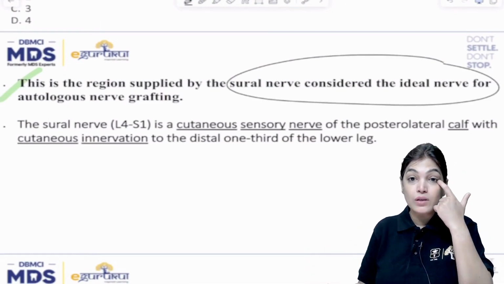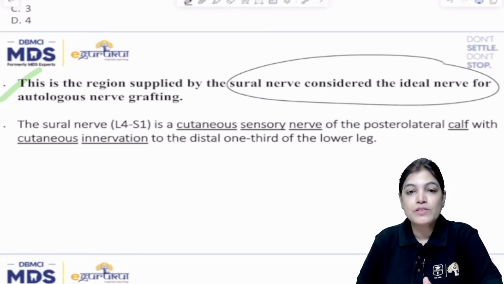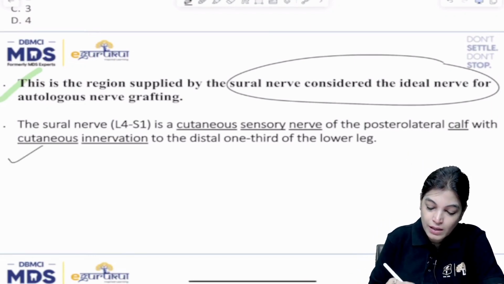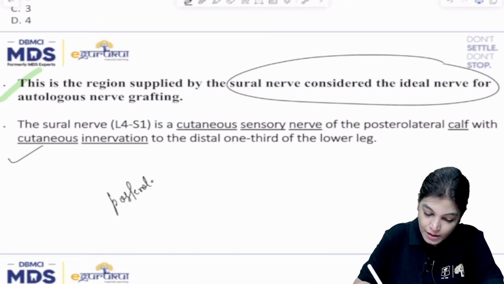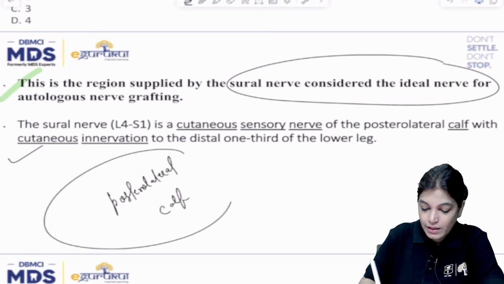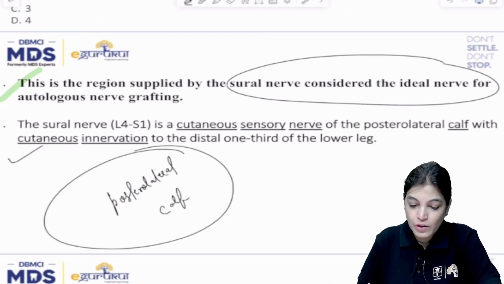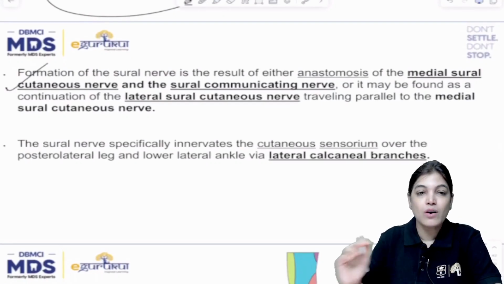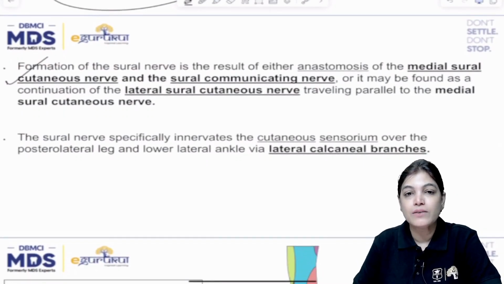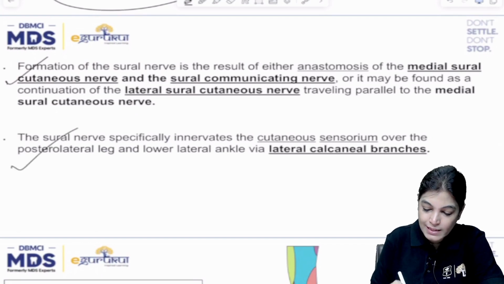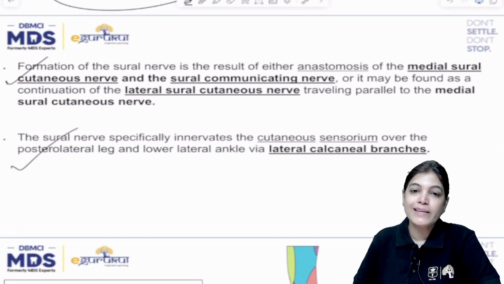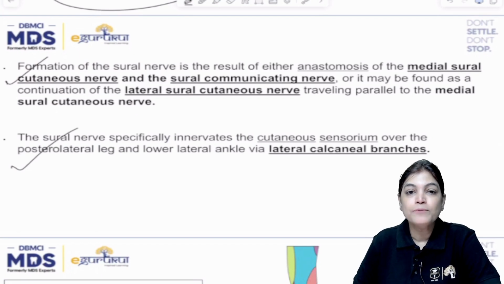Okay, sural nerve. Sural nerve is basically a nerve which is giving innervation to the lower part of the leg. Exactly, sural nerve L4, L5, S1 is a cutaneous sensory nerve which is giving innervation to the posterolateral calf, cutaneous innervation in the distal aspect of the lower leg. So the formation of sural nerve should also be important for you to know. Actually, it is a cutaneous nerve which is formed by the medial sural cutaneous nerve and the sural communicating nerve, which in continuation joins with the lateral cutaneous nerve and travels as the sural cutaneous nerve. It gives innervation to the lateral cutaneous area of the posterolateral aspect of the leg and the lower ankle via its lateral calcaneal branches.